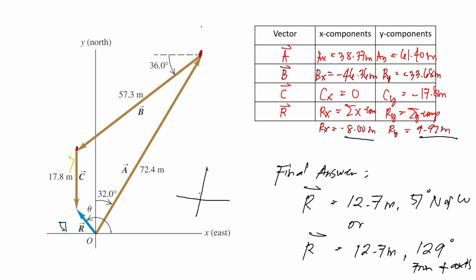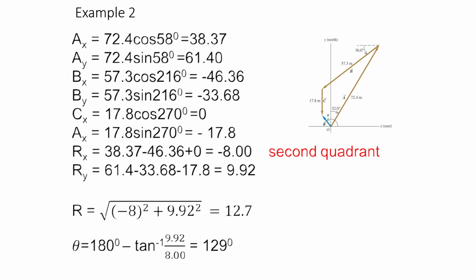Again, if this is your xy plane and your angle is measured from your positive x and you go counterclockwise, you have a positive angle. But if you go downwards, in a clockwise direction, you get a negative angle. So counterclockwise is positive, clockwise is negative. So 129 degrees is here, from your east towards your west. So this is the summary of your calculations.